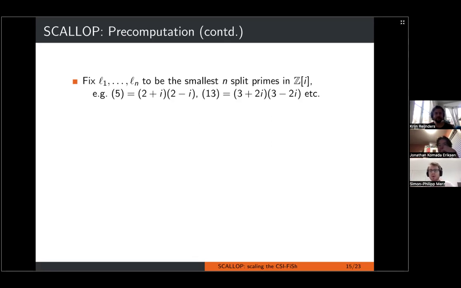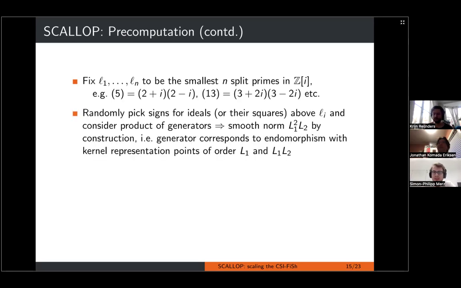Well, we just took the smallest n-split primes in the Gaussian integers, which we had fixed. So say 5, for example, or 13, and so on. And we take the ideals that lie over 5. So for example, 2 plus i or 2 minus i. We take the squares of these generators, or just themselves, and just randomly sample signs. So you take (2 plus i) squared times (3 minus 2i), for example, and so on, which gives you an integer that generates an imaginary quadratic order. By construction, it will be smooth.